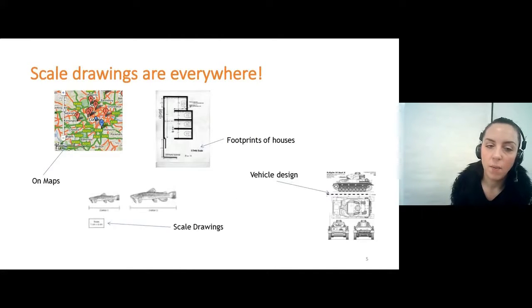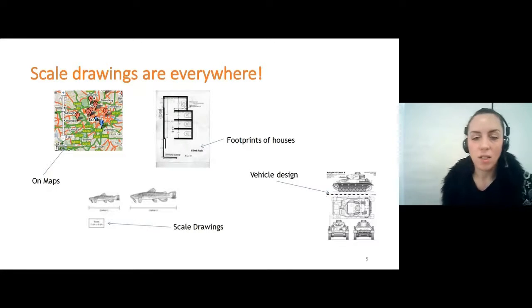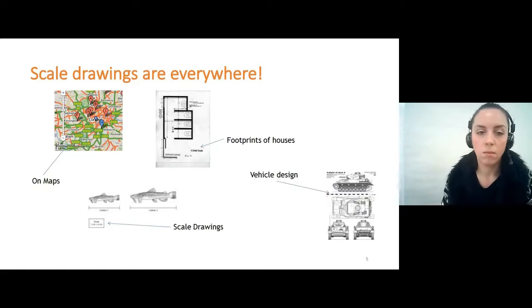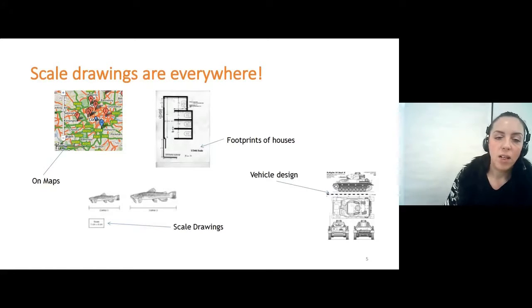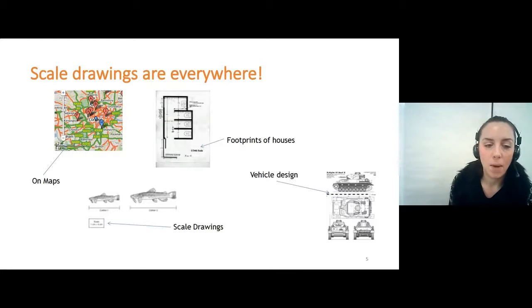So scale drawings are everywhere. They're on maps, footprints of houses, on scale drawings themselves, even things like vehicle design. A scale drawing allows us to draw large objects on a smaller scale while keeping them accurate. All scale drawings must have a scale written on them, and scales are usually expressed as ratios.